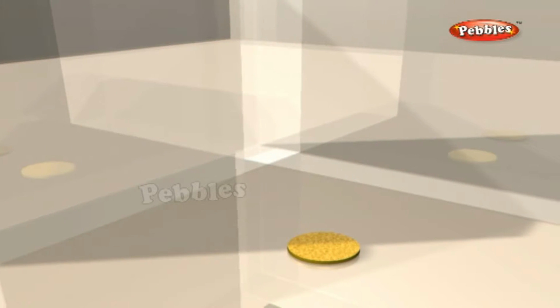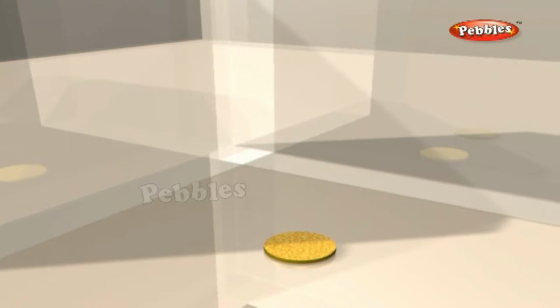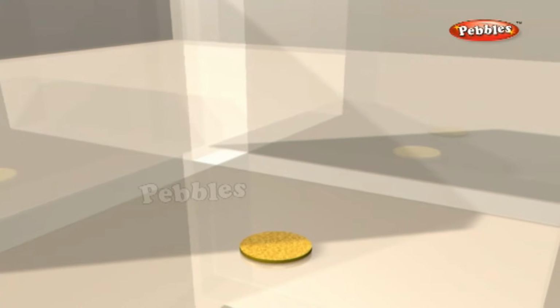Multiple images. Take two plane mirrors. Set them at right angles to each other with their edges touching. To hinge them, you can use adhesive tape. Place a coin in between the mirrors. How many images of the coin do you see?